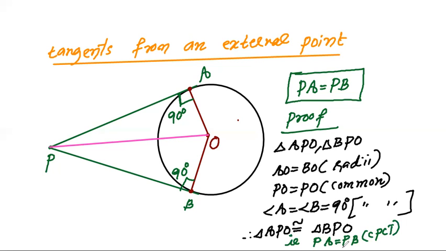So try to understand the concept. So tangents from an external point. So from the external point of a circle, we can draw two tangents. Those two having same length, PA will be equal to PB. I gave you the proof by using the concept of congruency of triangles. So this question is very important in exam point of view.